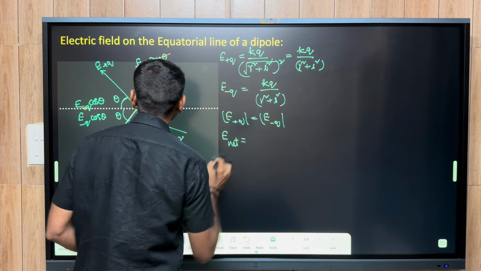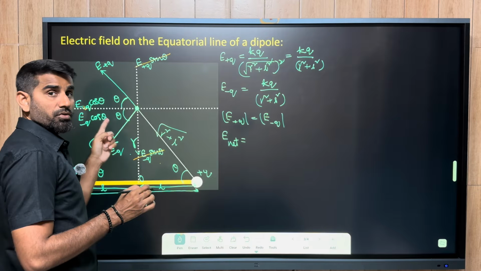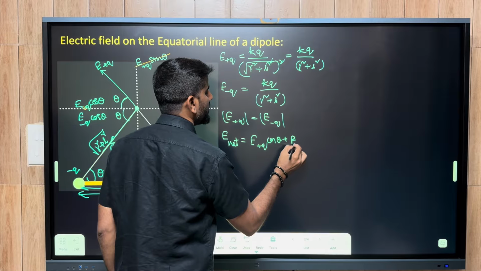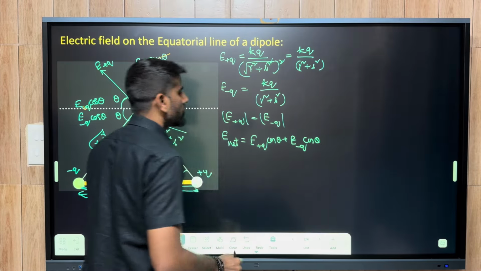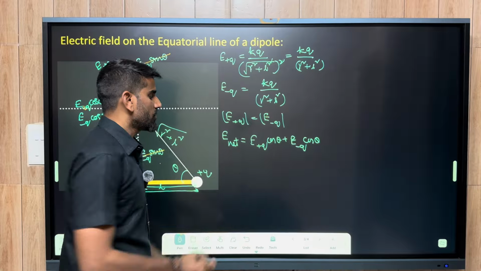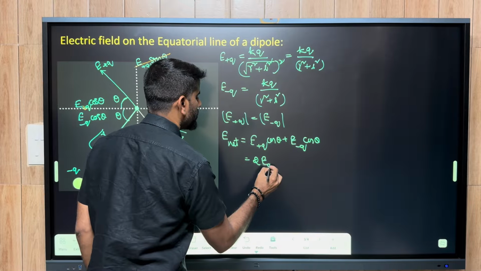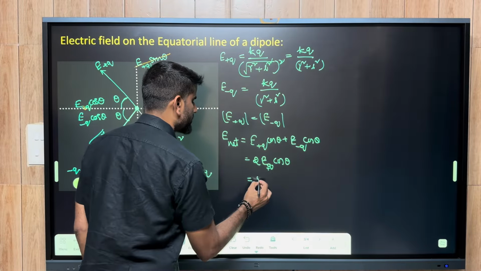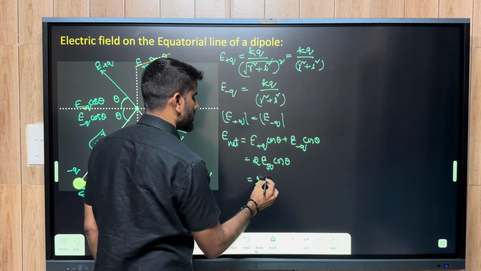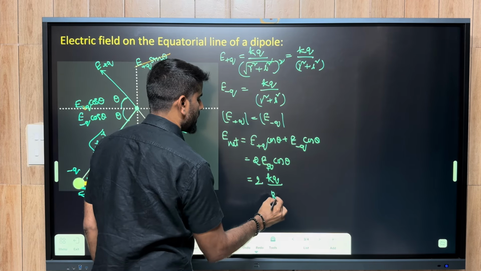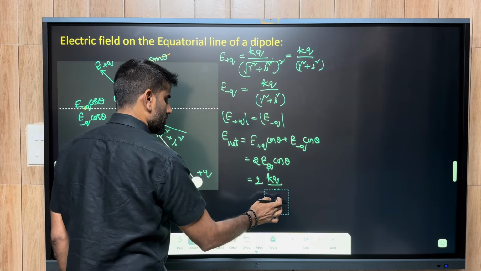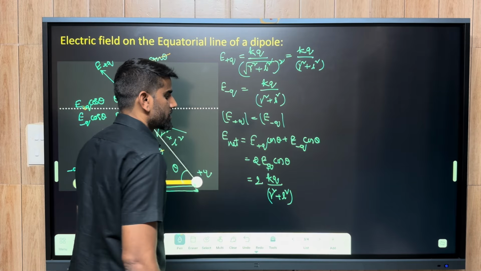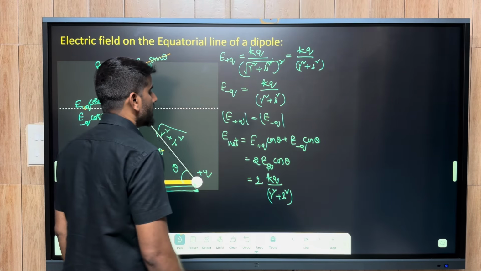Now, E net. At this point, E net is the sum of these two, right? So E plus Q cos theta plus E minus Q cos theta. We know the magnitudes of E plus Q and E minus Q are the same, so I can write 2 E plus Q cos theta. Clear? Now, what is E plus Q? KQ by r square plus L square, right? So 2 E plus Q cos theta.